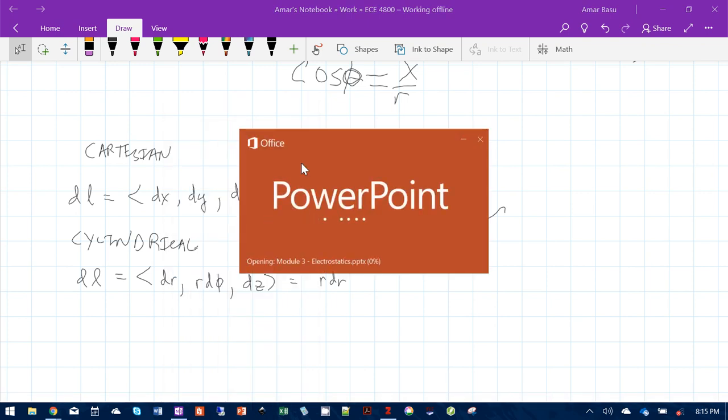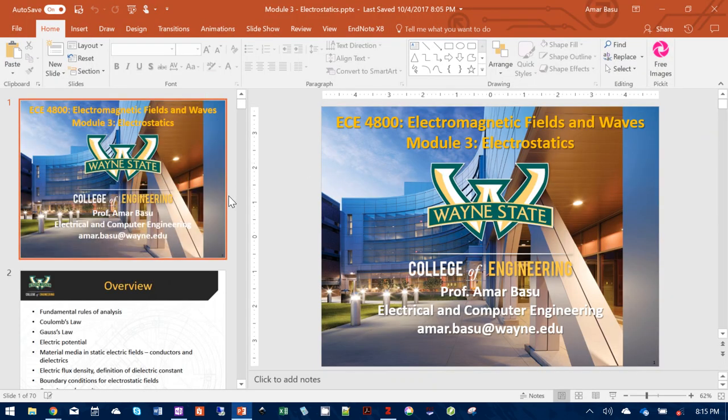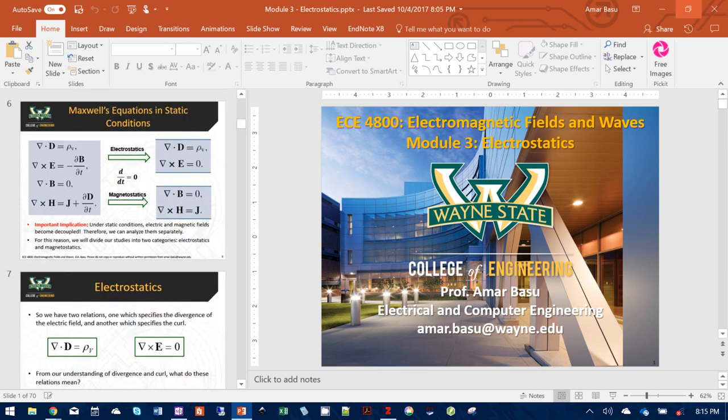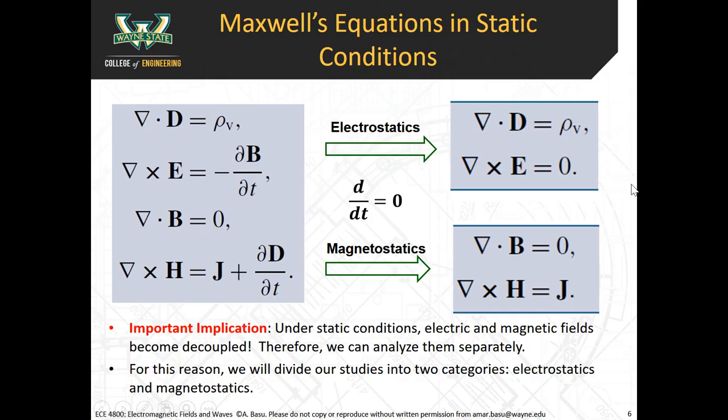All right, so we're going to cover some more electrostatics today. Great fun, right? So what are we doing today? We are essentially going to be talking about this first rule of electrostatics. Del dot D is equal to rho V.